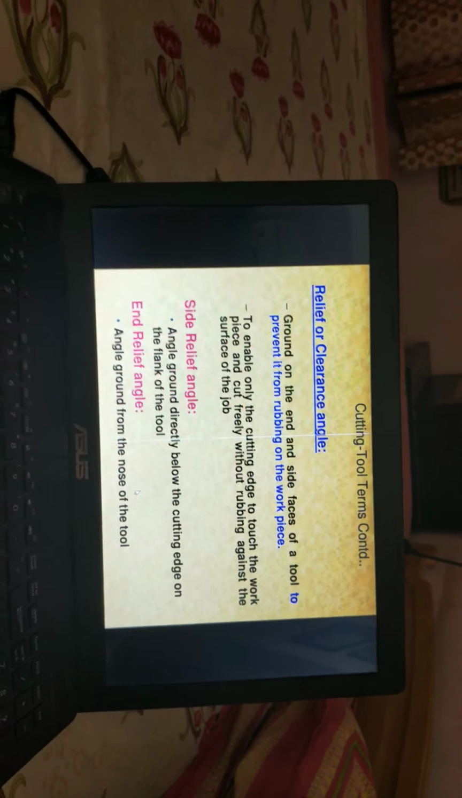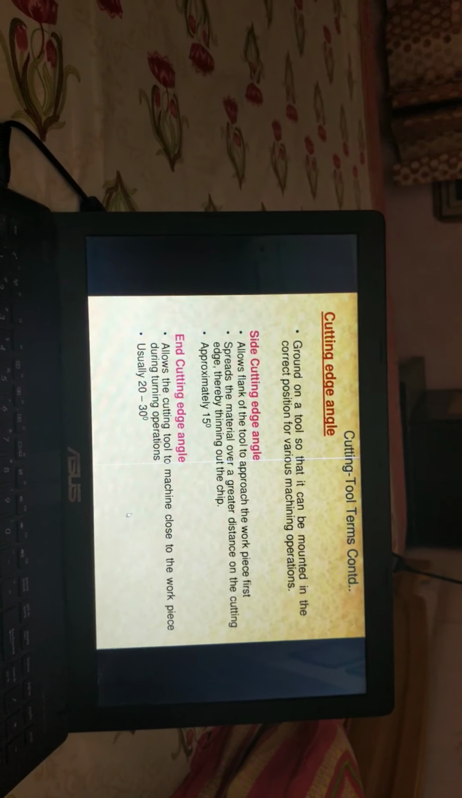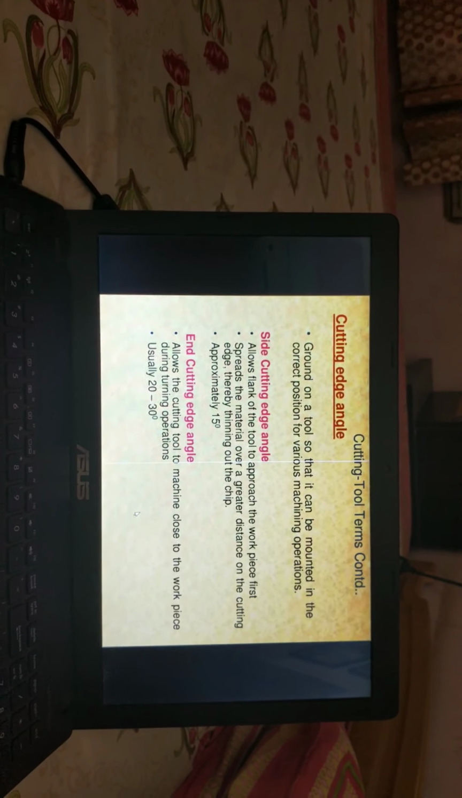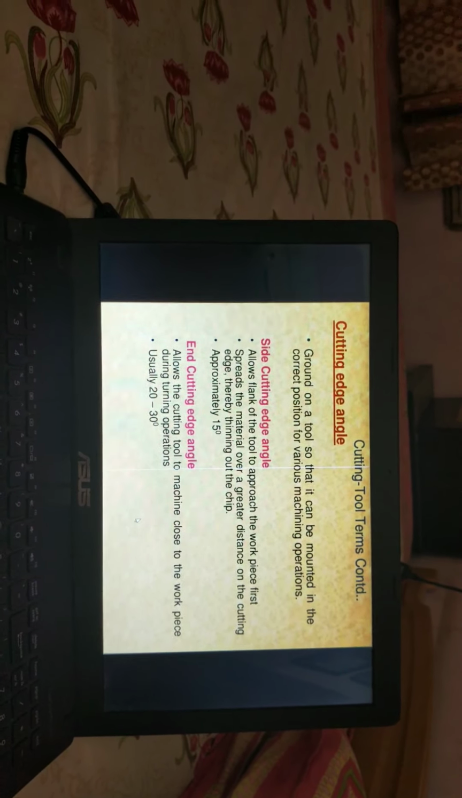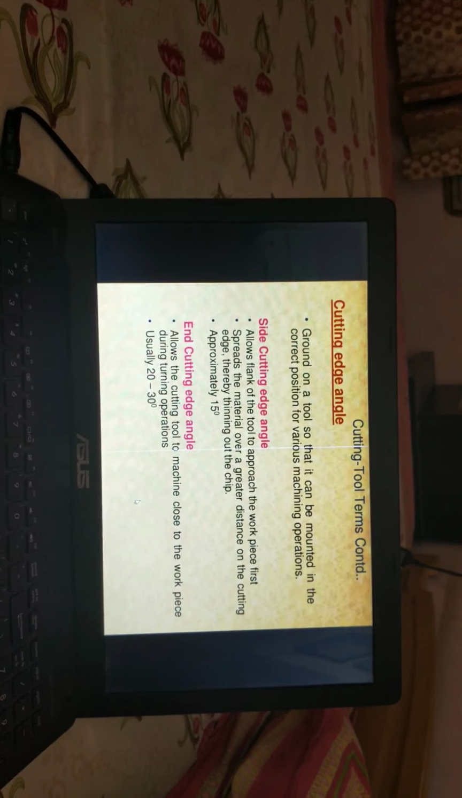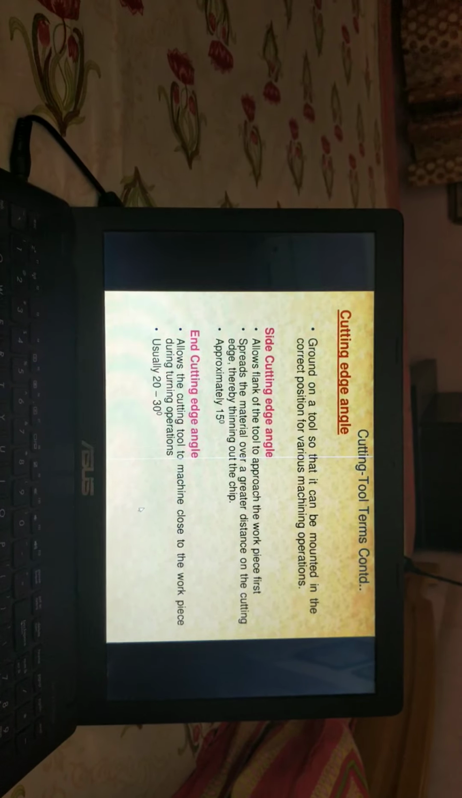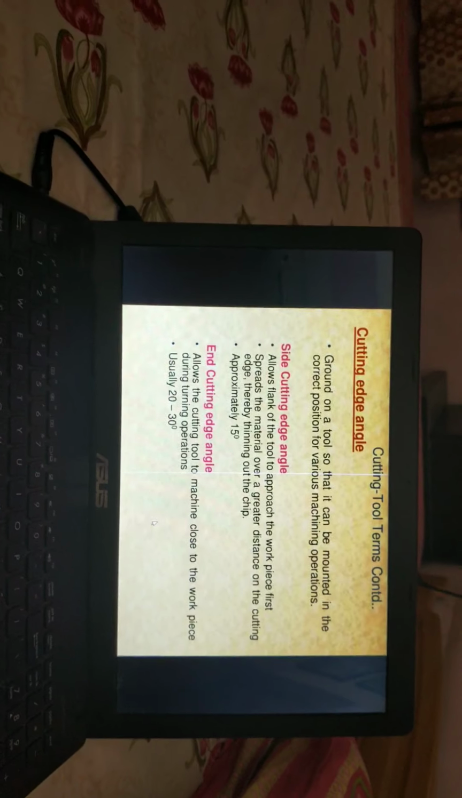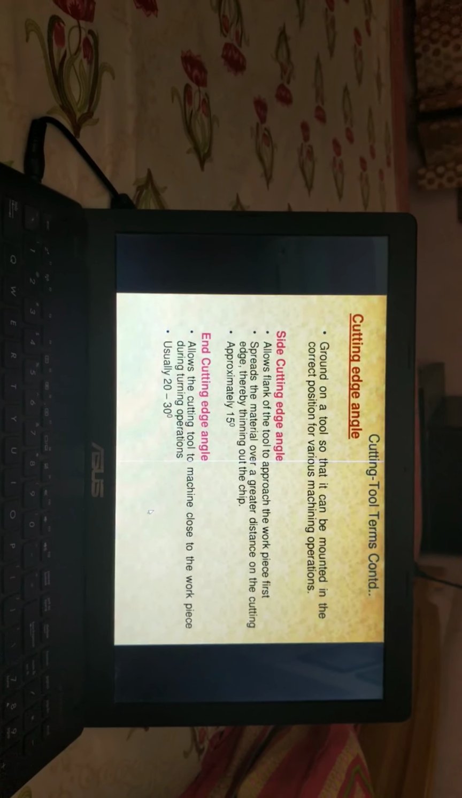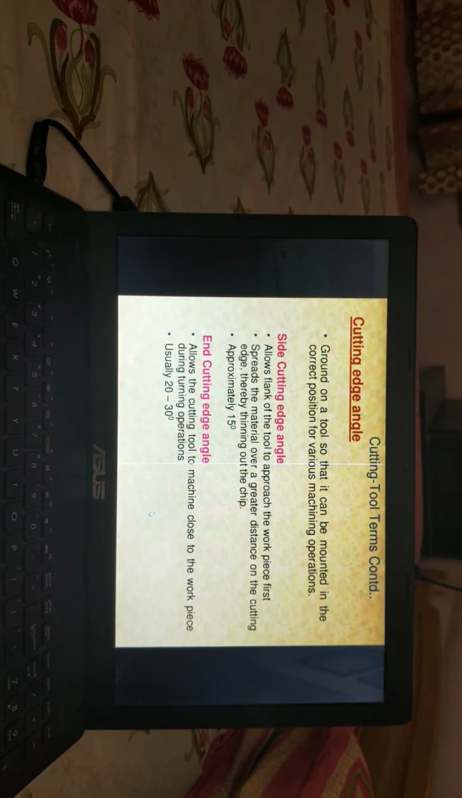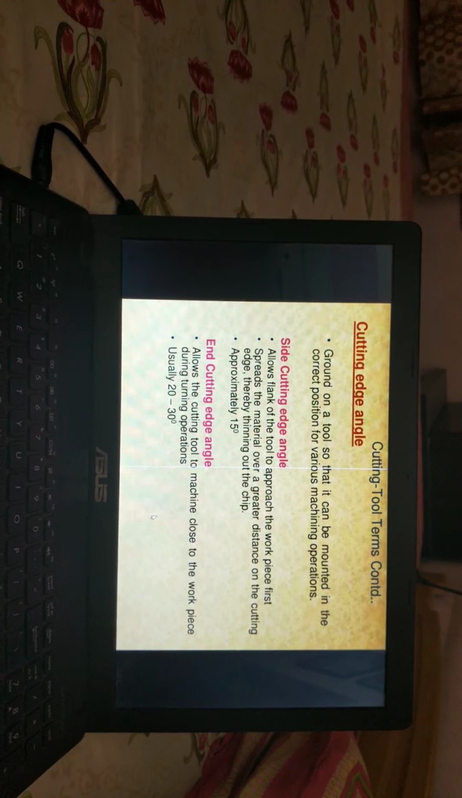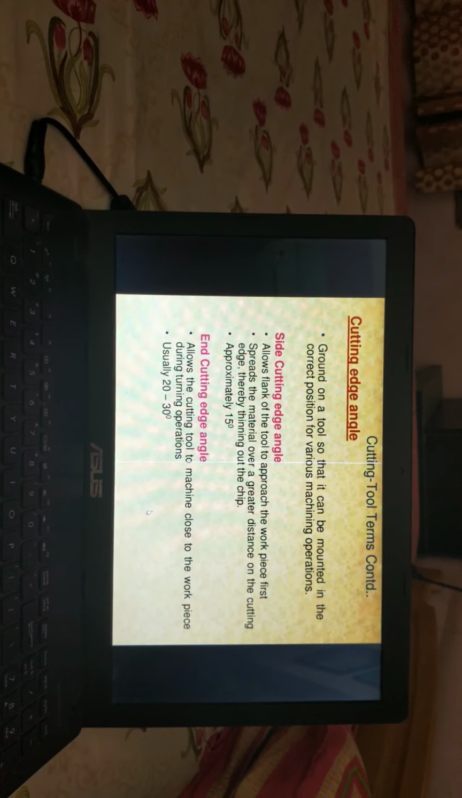Next is the cutting edge angle, ground on a tool so that it can be mounted in the correct position for various machining operations. The side cutting edge angle allows the flank of the tool to approach the workpiece first, spreads the material over a greater distance on the cutting edge, thereby thinning out the chip. Approximately it should be 15 degrees. The end cutting edge angle allows the cutting tool to machine close to the workpiece during the turning operation. Usually it will be 20 to 30 degrees.